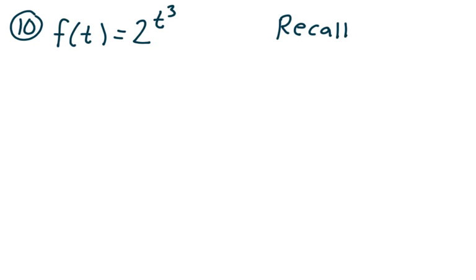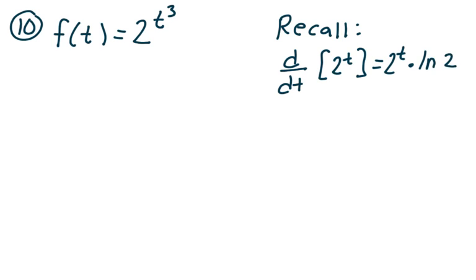So in example 10, suppose we have the following. We'll do one like this. F of t is equal to 2 raised to the t cubed. Now, let's recall. The derivative with respect to t of 2 to the t is 2 to the t times natural log of 2.